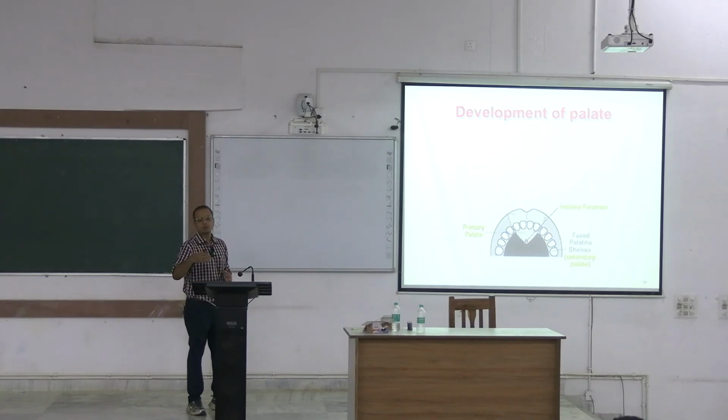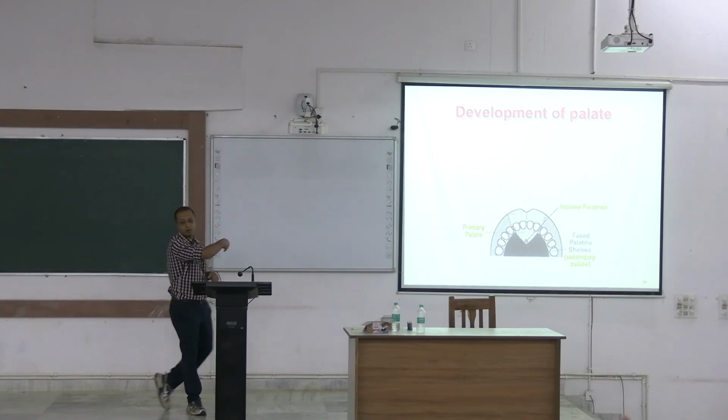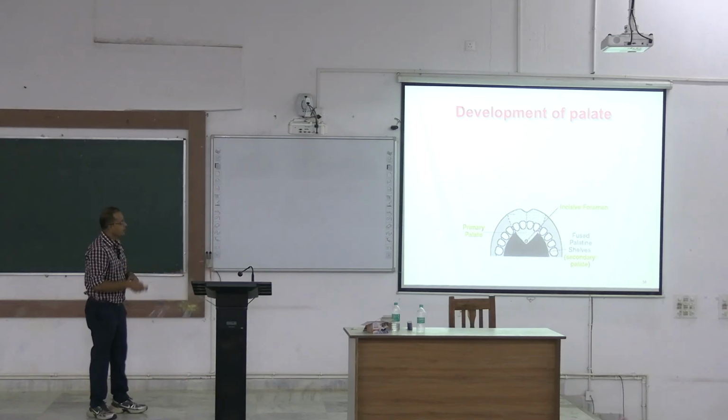And again, we have the error we call cleft palate, just like the cleft lip we talked about. This error we are going to talk about. First we take this triangular part, which we call the primary palate. You see the primary palate present here in the central part. This central part, as you are seeing here, includes the four teeth. We call them incisor teeth, 1, 2, 3, 4.